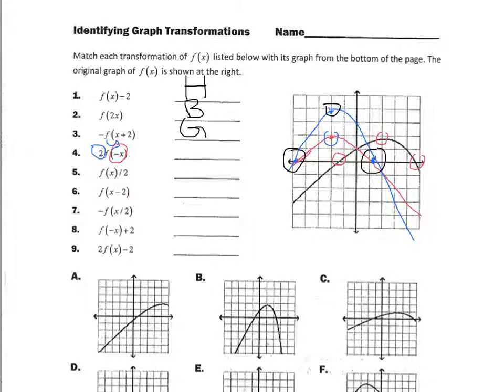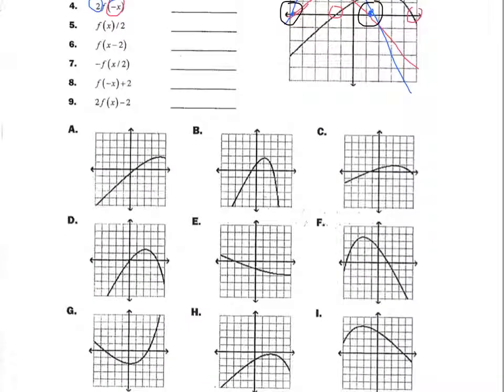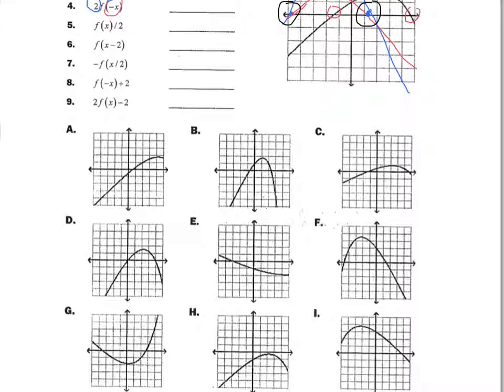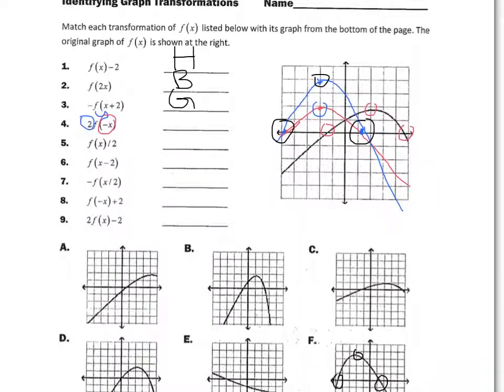So let's look for that one. So A, B, and C aren't backwards. D isn't backwards, but F is. So let's look and see. I have this point that's almost 4. At 2, I'm almost up here at 4. And then I'm here at 1.5. So I would say that number 4 is letter F.